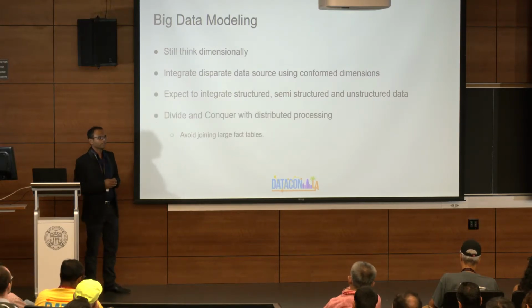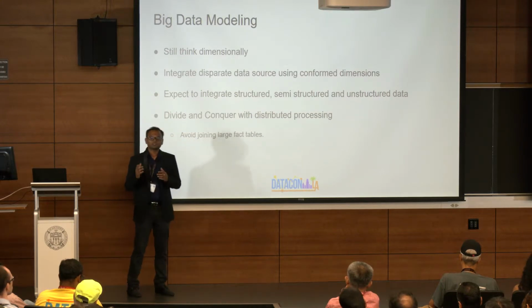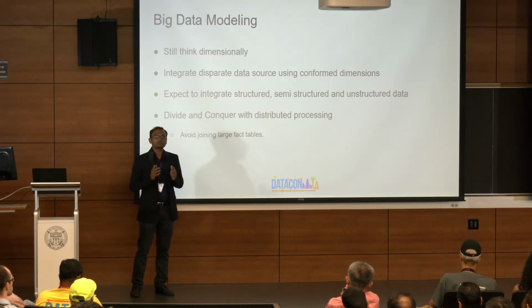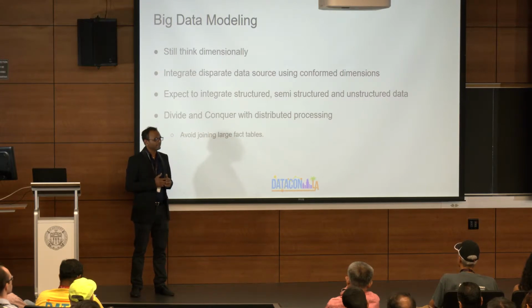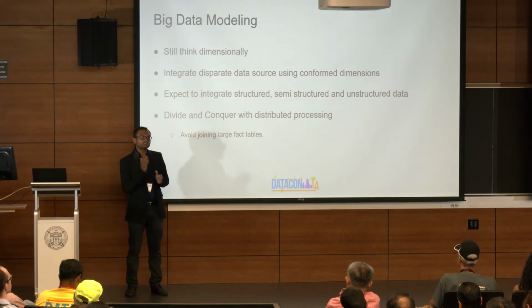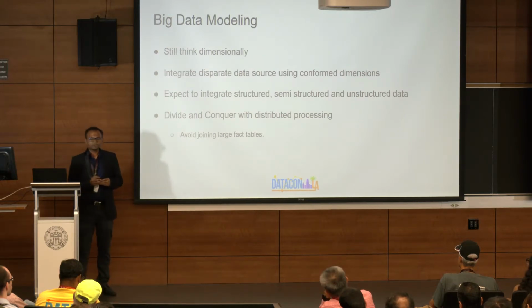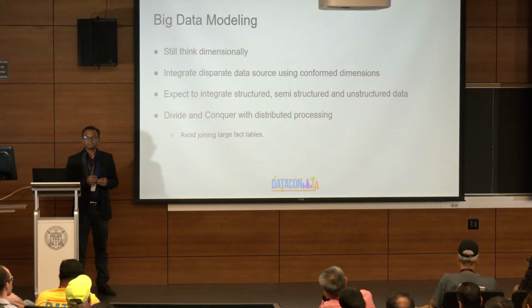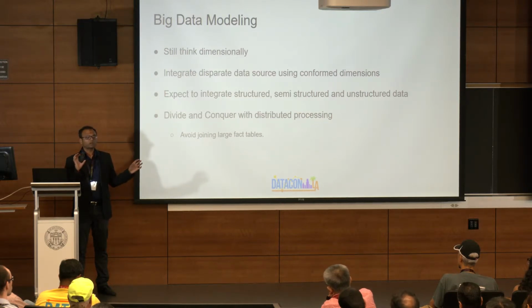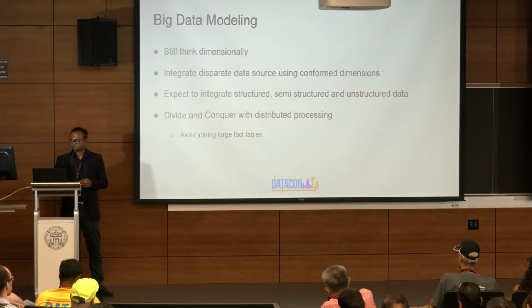Divide and conquer. Even though you are using distributed processing, the process might take hours to run. The process might take days to complete its tasks. You have to think about at which point you can divide that job and make the processing better. Divide and conquer doesn't go away in a big data platform. When you join large fact tables in a big data environment, it will cause more damage than getting you results back. So you should always think about a modeling technique that can avoid joining large fact tables.